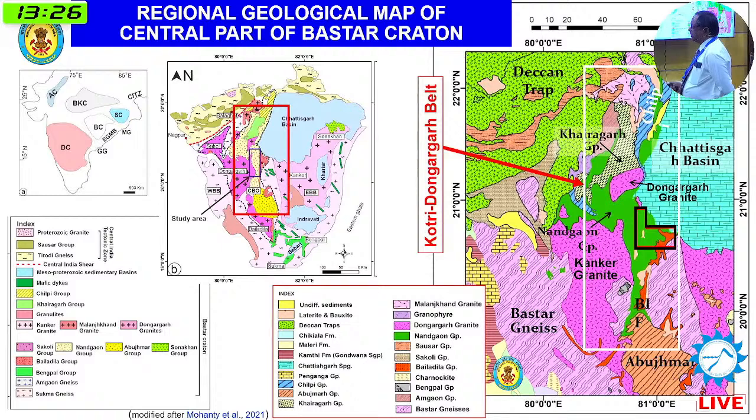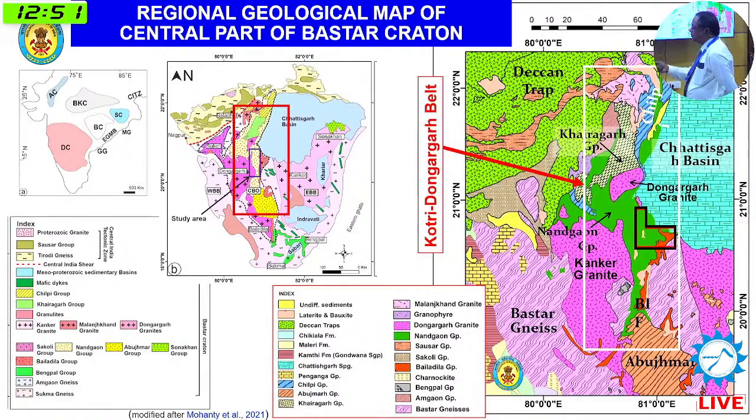This part of the belt has subordinate sediments, whereas volcanics are dominant. There is another part, the Khairagarh group, which is sediment and volcanics dominated, in more or less equal amounts. Since early days, this belt has been termed the Dongargarh supergroup.